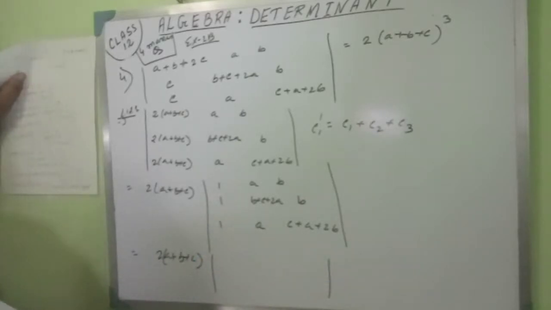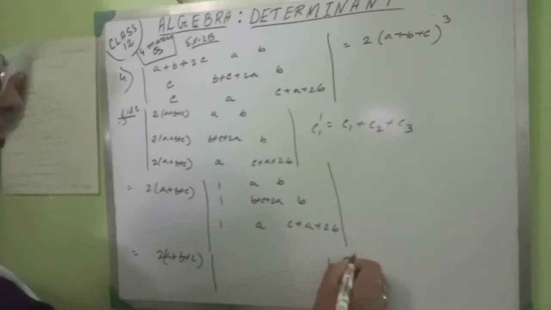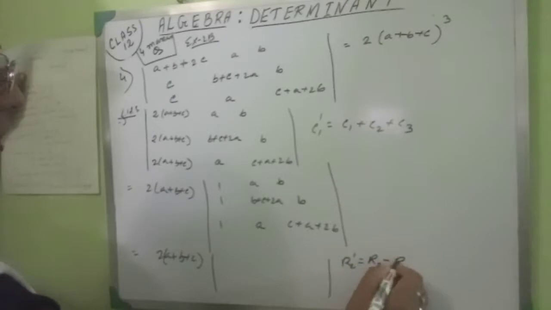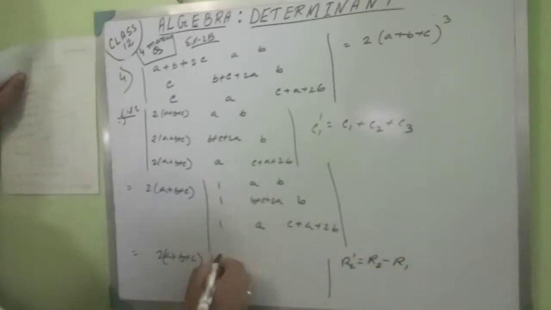Second row: R2 dash equals R2 minus R1. We will change the second row. R2 dash equals R2 minus R1. That means the first row will remain the same. So 1, A, B, and in the second row, 1 minus 1 will be 0.